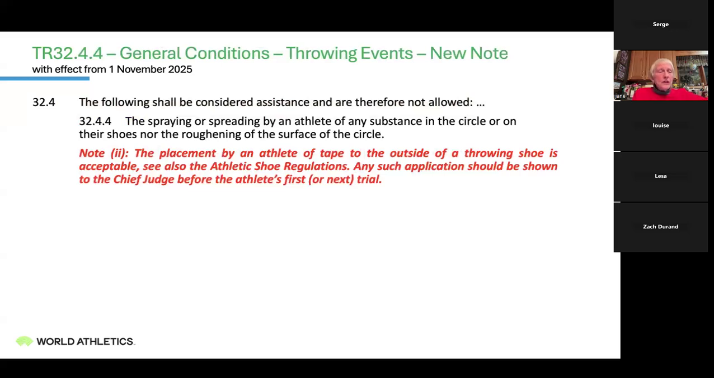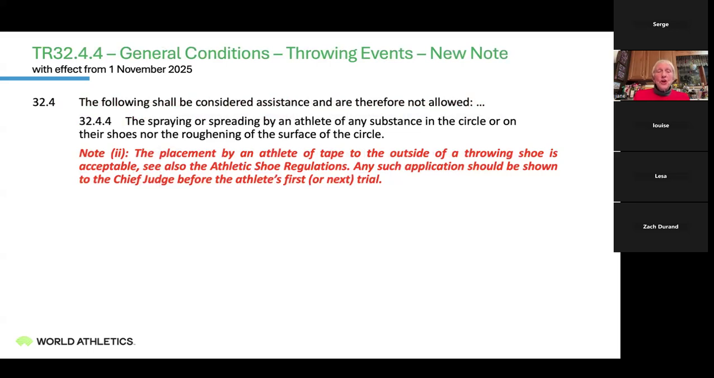This one's an interesting one. It actually came into play in Tokyo, but it's just a note under the rule 32.4.4, which refers to the spraying or spreading by an athlete of any substance in the circle or on their shoes, nor the roughening of the surface of the circle, is not allowed. Okay, so I can't spray stickum on my shoes, or I can't spray anything in the circle.